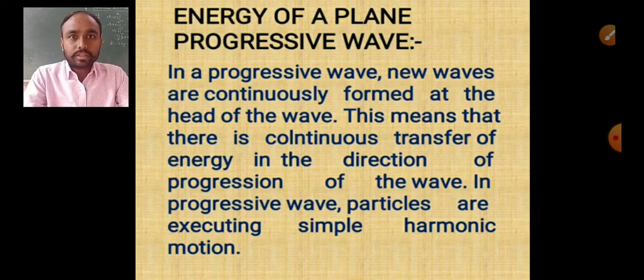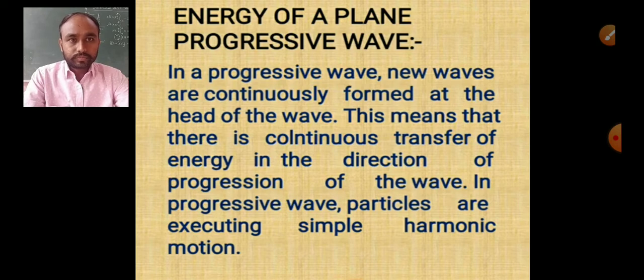The name itself indicates that it always progresses, moving continuously in the forward direction. New waves are created at the head of the wave continuously, and it moves in a given direction. That means there is a continuous transfer of energy in the direction of progression of the wave. Energy is continuously propagating in the direction of propagation of the wave, and such a wave is known as a plane progressive wave. Obviously the particles always execute simple harmonic motion. So what we have to find here is the energy of that plane progressive wave. We know what a plane progressive wave is, and the next task is to find its energy: how much energy is propagating or transferring through the plane progressive wave.